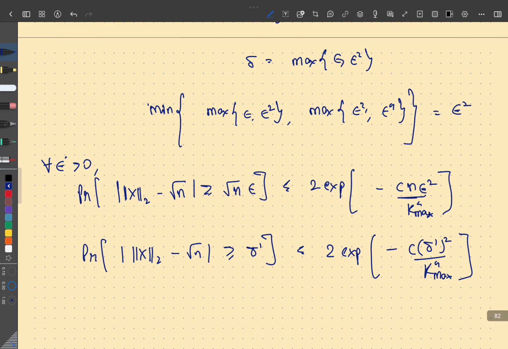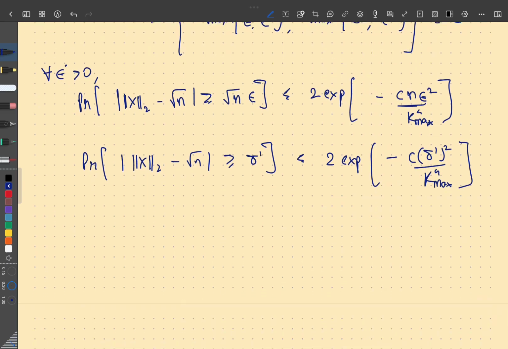Right? So just using property 1 of the subgaussian random variables, you see that the right hand side is a tail bound that decays as delta prime square, and therefore it's subgaussian, and the subgaussian norm is some universal constant times k max square.